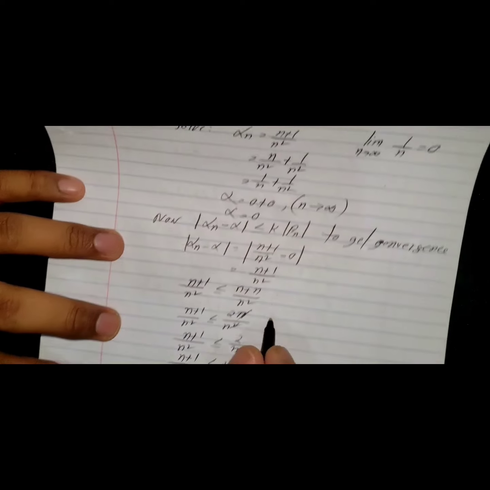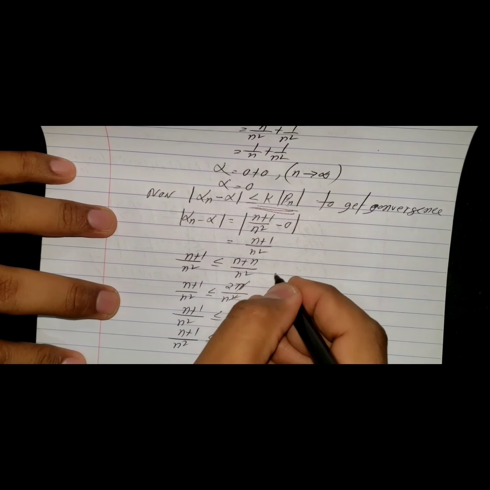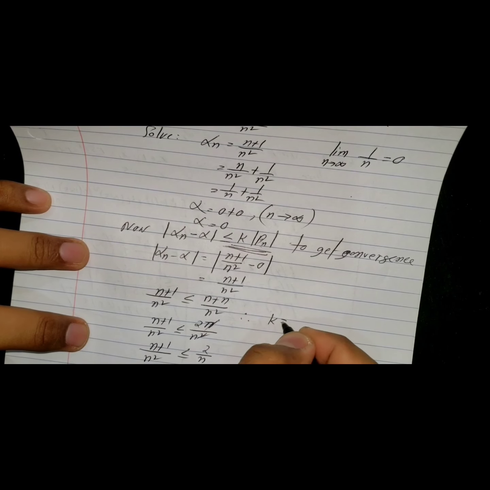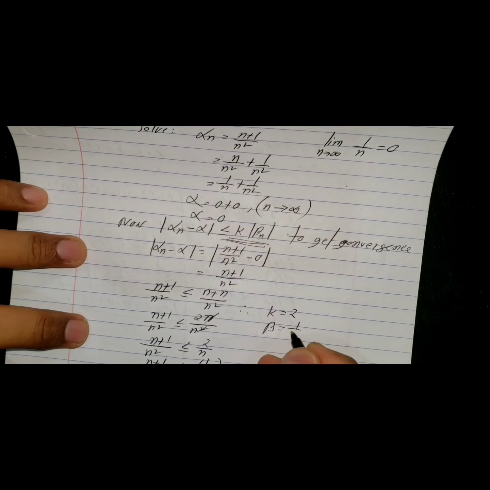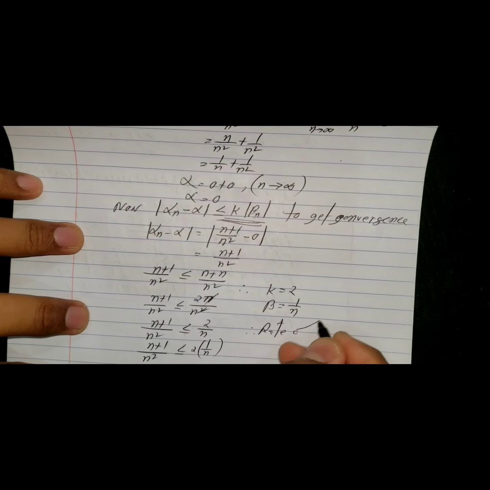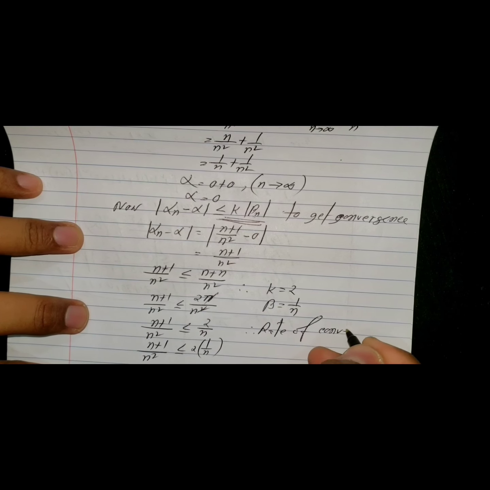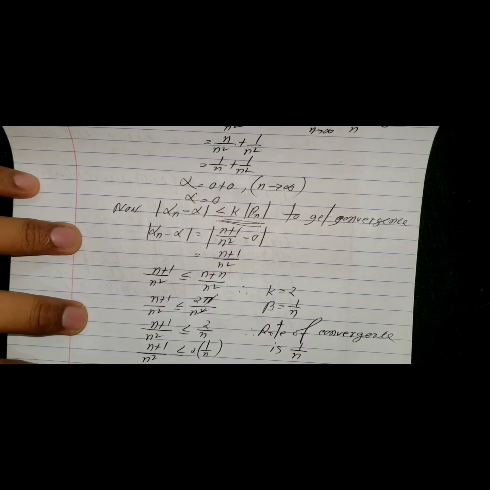So 2 times 1 by n is basically our value of k and beta n. So we know, therefore, our k is 2 and our beta n is 1 by n. So the rate of convergence is 1 by n. Thank you very much.